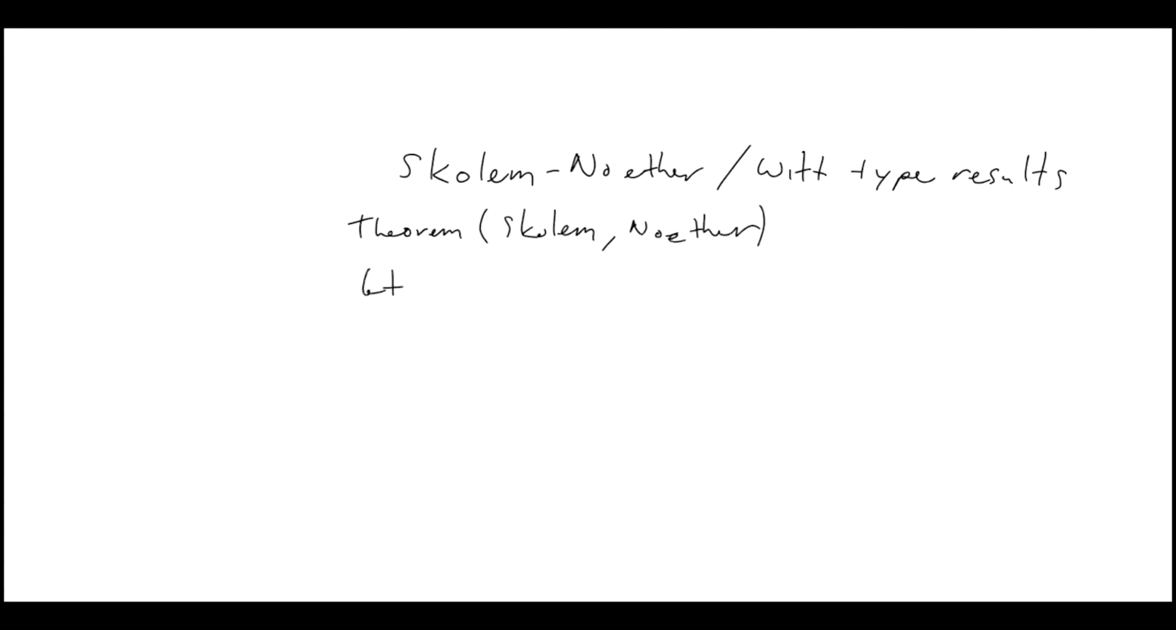Let A be a central simple algebra. Don't worry if you don't know what a central simple algebra is. 4-dimensional composition algebras will be central simple algebras, and that's the case we're going to apply it to. So you can just think quaternion algebra if you're not familiar with central simple algebras. We want to let B contained in A be a simple subalgebra.